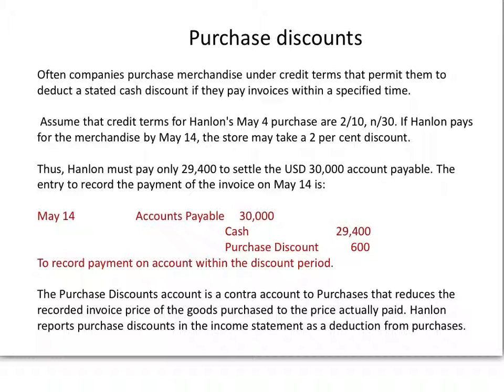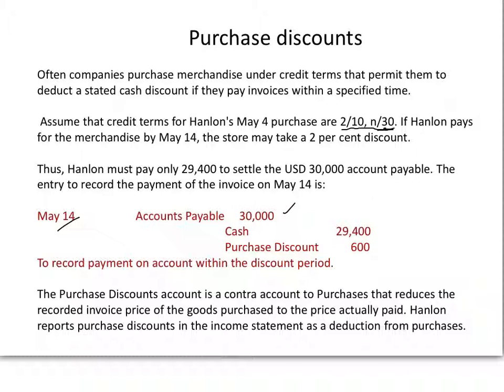Now recall when we made sales, we offered credit terms to our customers. Well, when we purchase, our wholesaler is selling to us on credit terms. And so let's assume that the May 4th purchase said 2/10, net 30. Which means if I pay before May 14th, I can take a 2% discount. But I must pay the full amount by net 30. So, if I pay by the 14th, then I cancel my accounts payable.